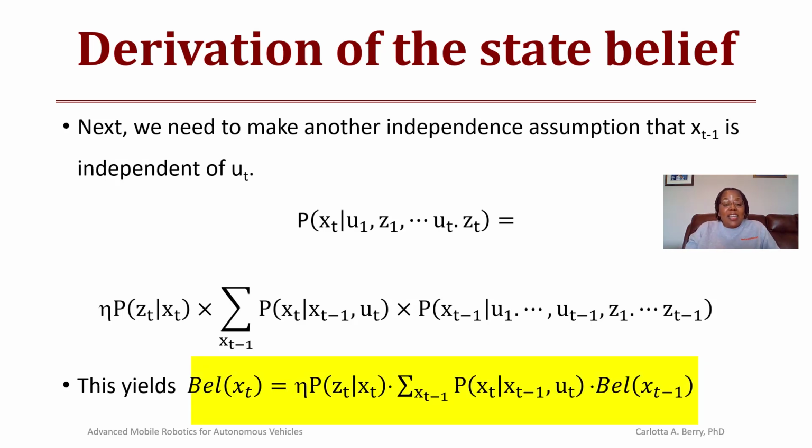And so finally, we can write the belief of the current state of the robot as the normalization constant eta times the probability of the current state measurement given the current state, times the summation over all those previous states up to t minus 1 of the probability of the current state given the previous state and the current control ut, times the belief of the previous state x of t minus 1.